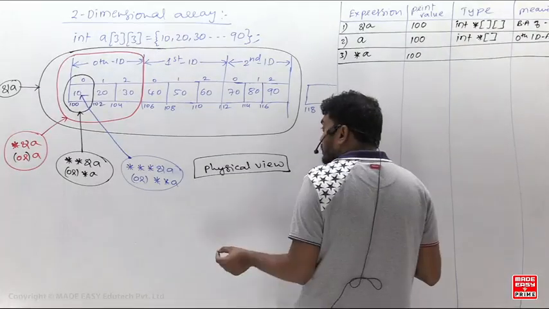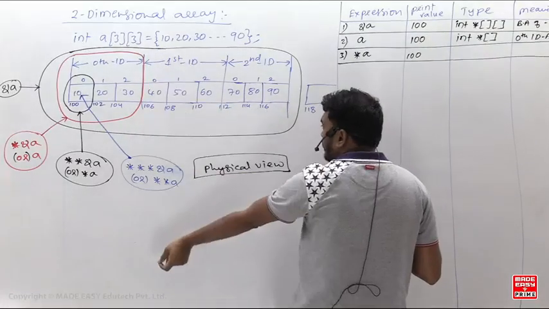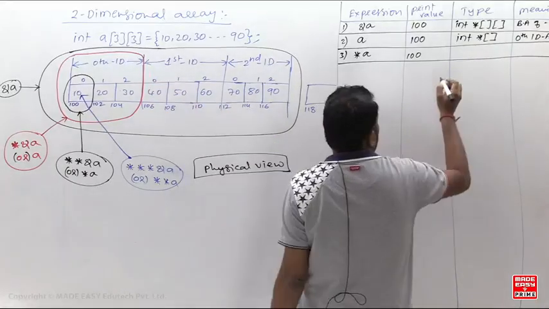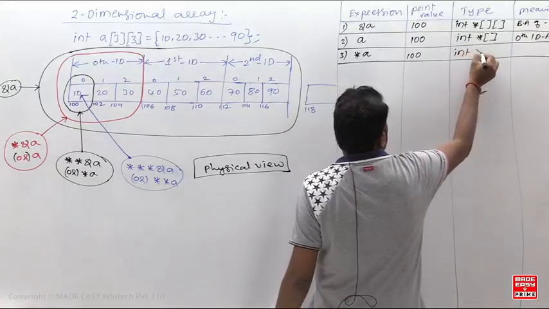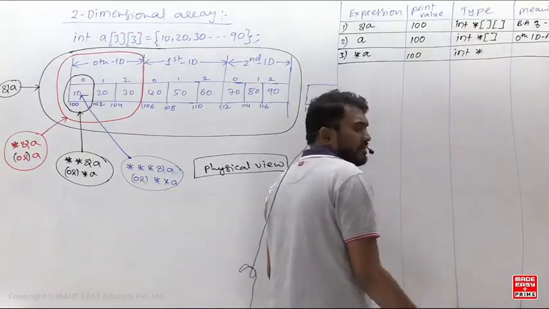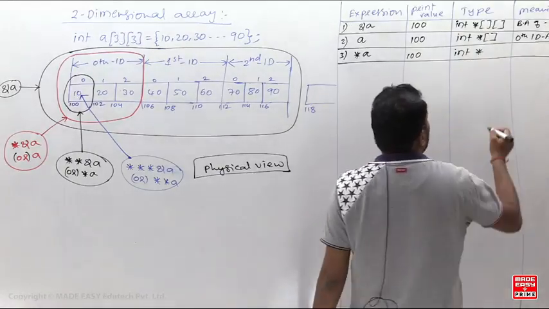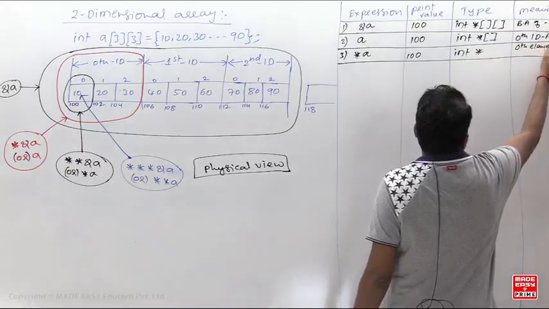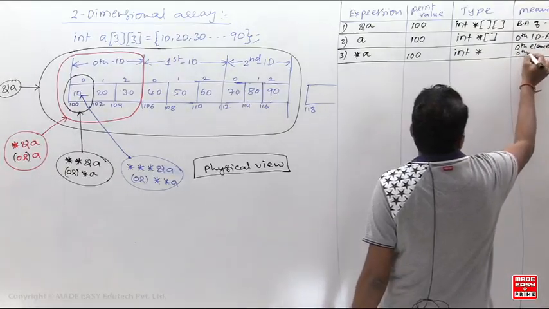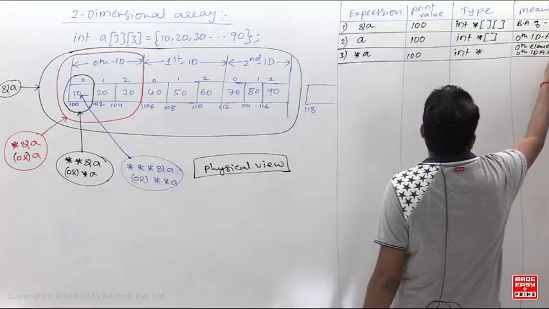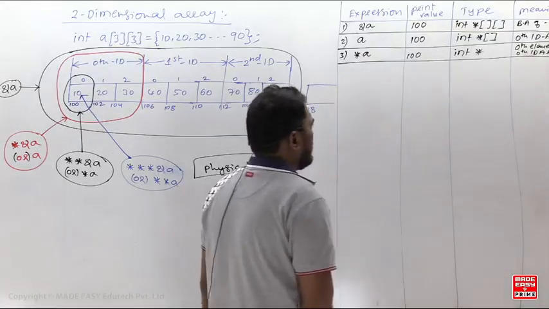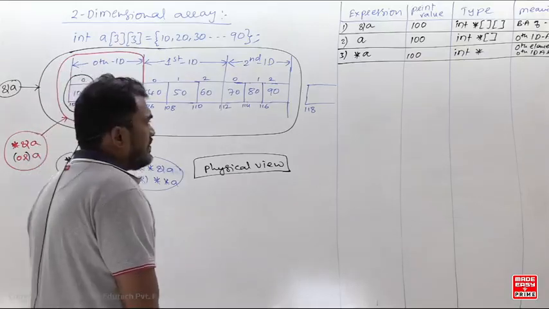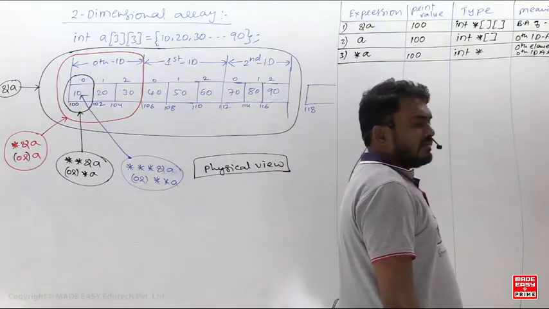Now it is pointing to an element. So we have reached the element. Now it is pointing to an element, so what will the type be? Int star. Very good. And what will the meaning be? The 0th element. The base address of the 0th element of the 0th 1D array. Write down carefully: the base address of the 0th element of the 0th 1D array.